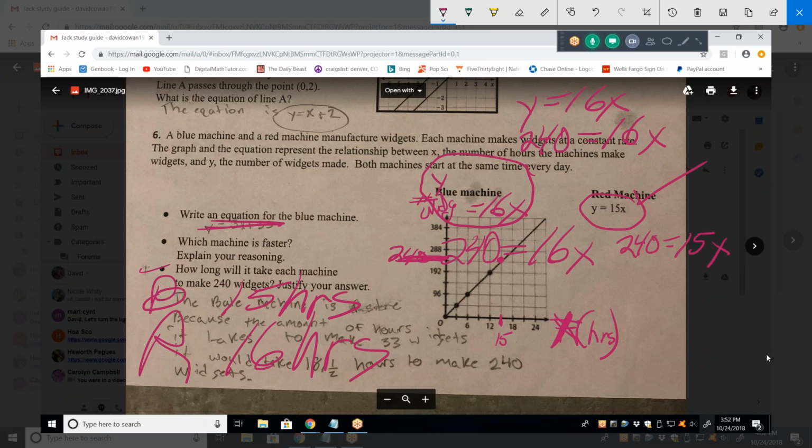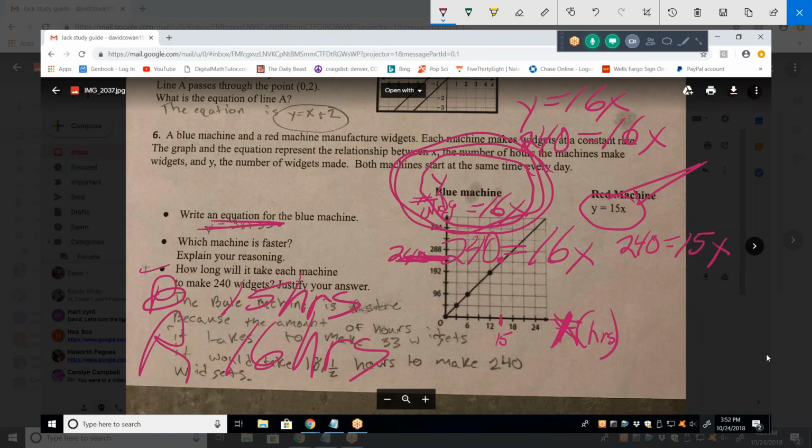Well, we knew that the blue machine was faster, so that makes sense, that it would produce 240 widgets in a smaller period of time. But the whole thing can be done algebraically. Once you come up with that equation right there, based on reading the graph, figuring out the slope and the y-intercept, give you this equation. You don't even need to figure that one out. Then you can answer all these questions.